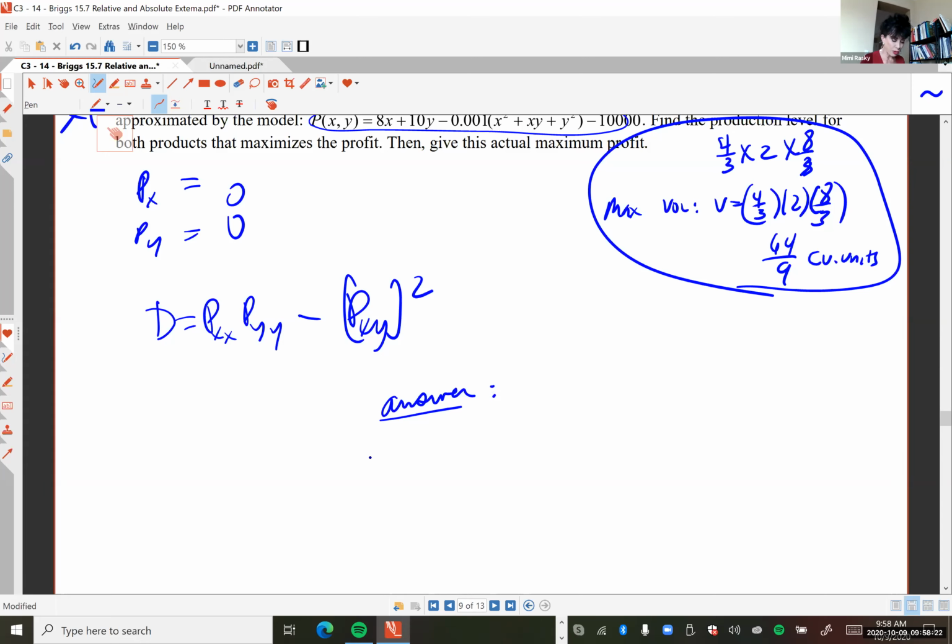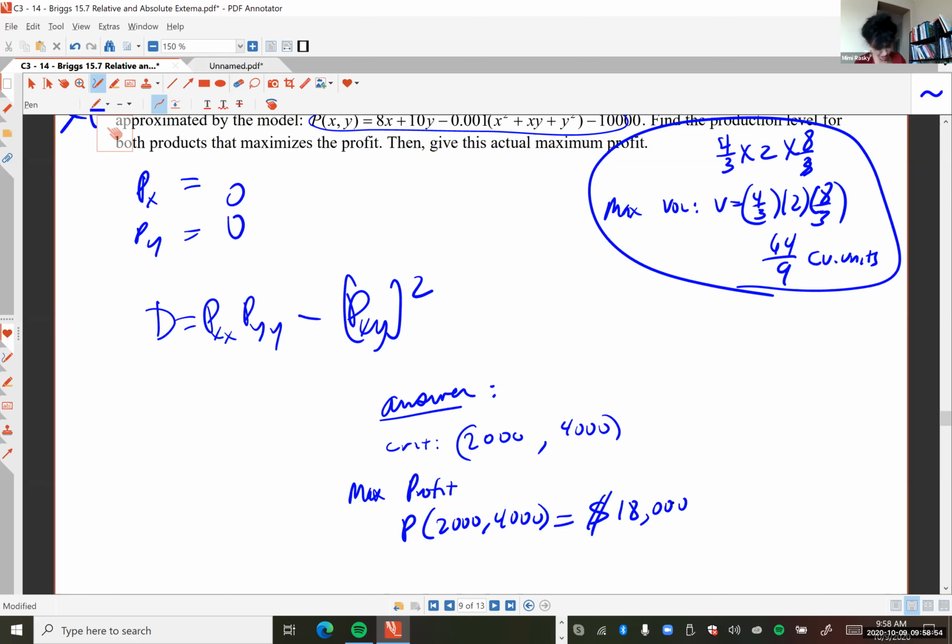It turns out the critical point is where you have a production level of 2,000 products of A, whatever that product is, and then 4,000 units of product B. And the actual max profit is where you evaluate your profit function at this critical point. And I think your profit is in dollars. So I think your profit is going to be $18,000. Not bad, okay? So this is just like one of those business calculus type problems.